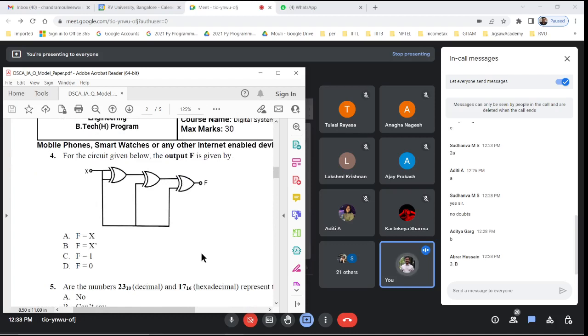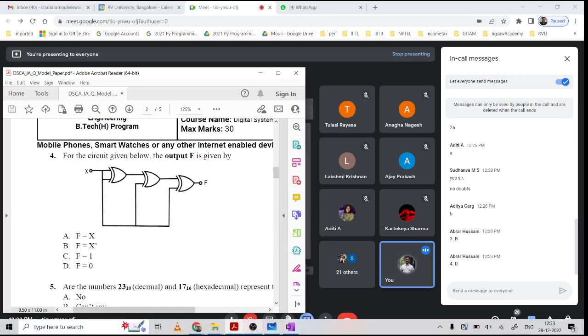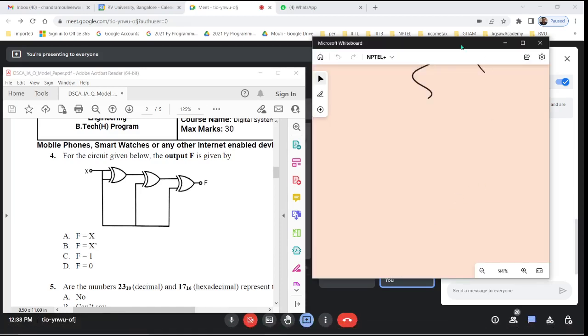Now, what is the answer for this? Anybody wants to go? The fourth question. D. Okay, so how do you find out? That we will explain. I will not tell whether this is wrong or correct. I hope this works out fine.